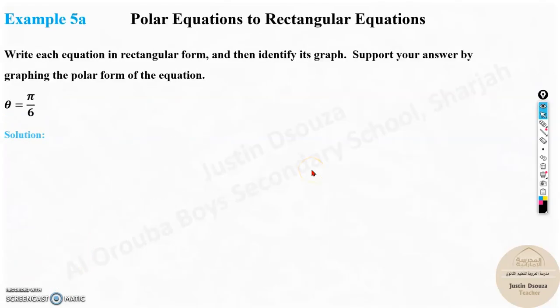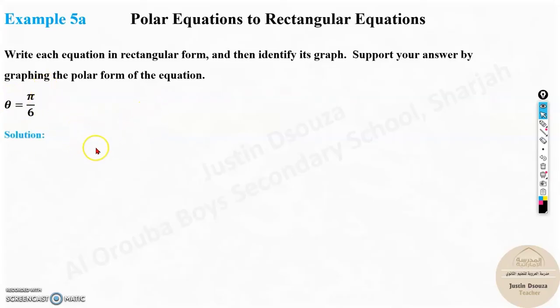The last topic in lesson 3 is to convert polar equations to rectangular equations. Here we have theta equals pi by 6. This is a polar equation. As I told you in the previous video, whenever you have an equals sign, even something as simple as theta equals pi by 6, that's an equation.